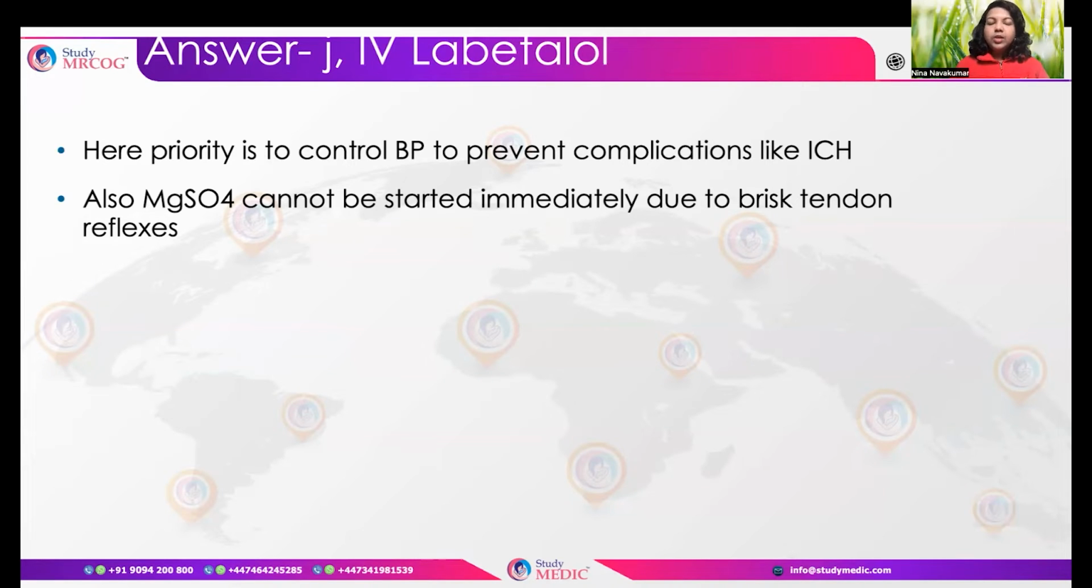The magnesium sulfate dosage given for the prevention of eclampsia is a 4 gram loading dose to be given over 15 to 20 minutes. And then it should be followed by a maintenance dose of 1 gram per hour. It should be continued at least for 24 hours after the onset of seizures if eclampsia has already happened, or at least for 24 hours after the delivery, whichever is later.